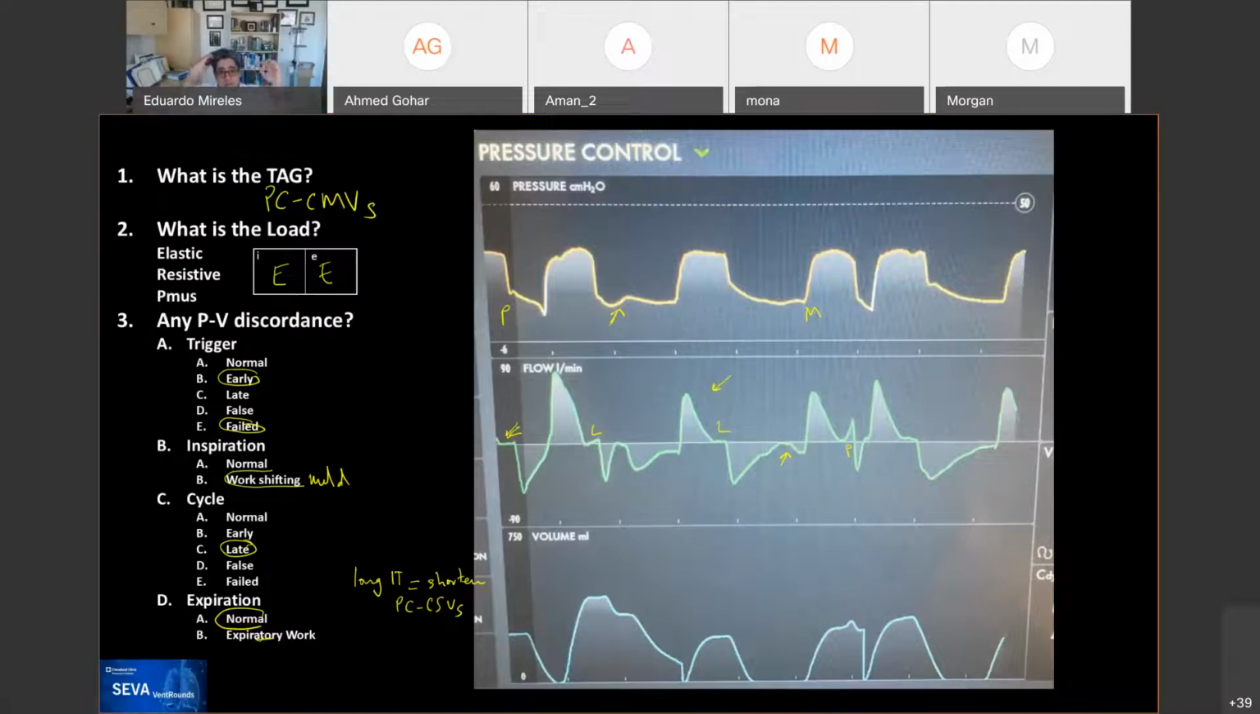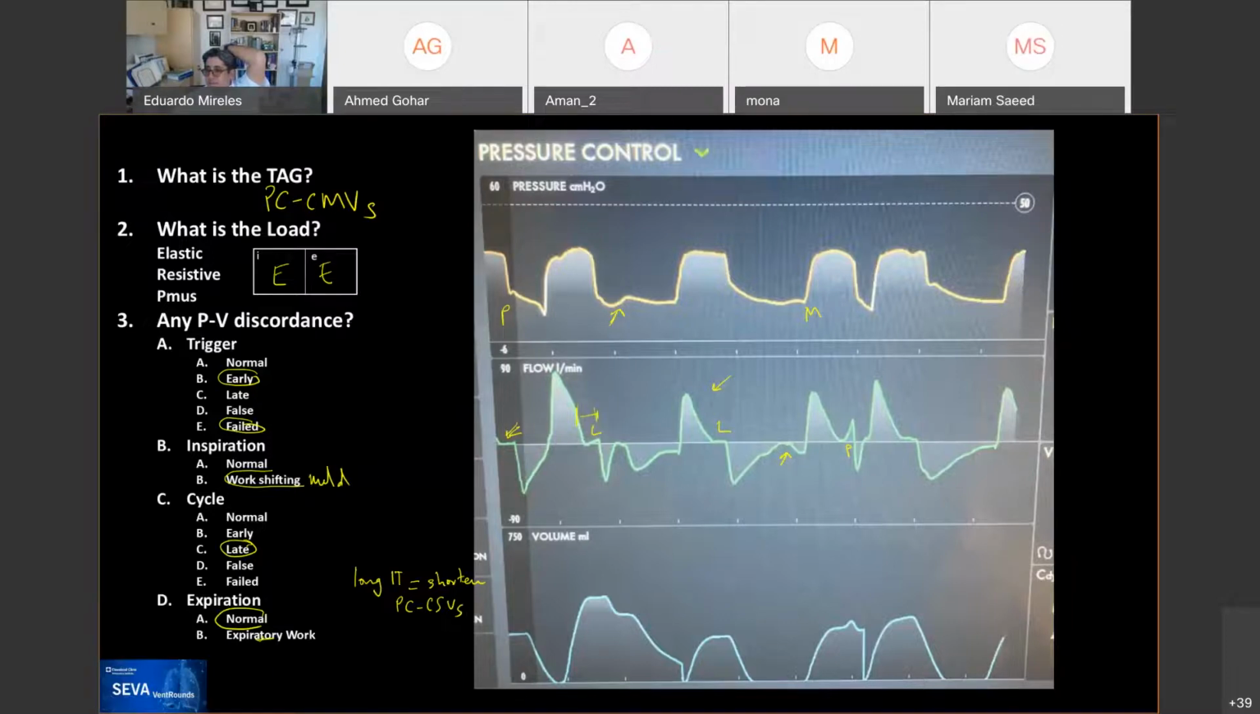So let me see what people ask. So PC, all TI seem to be the same. So mandatory. I don't see any spontaneous. Yes, Ariel. I think there is early cycle in the first breath, missed trigger in the second, and reverse trigger in the third. Okay, Mariam, let's see. Early cycle on the first breath? No, if it was early, it would have ended earlier than the patient. So it would have ended around here. So it's late because it ended later than the patient.